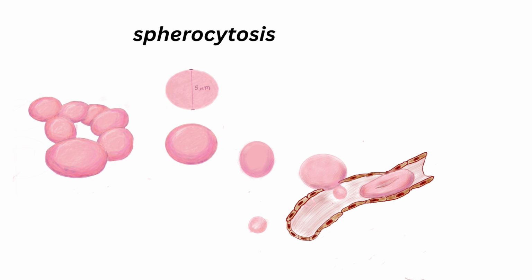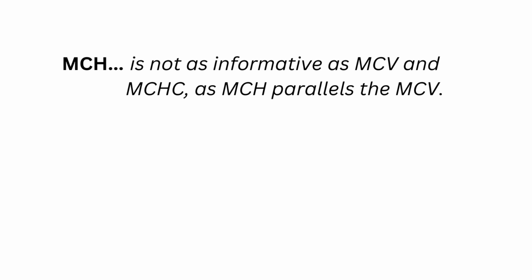You'll also see in the peripheral blood smear polychromasia, nucleated RBCs, schistocytes, acanthocytes, helmet cells, and echinocytes. MCH is not as informative as the MCV and MCHC, as MCH parallels the MCV and it is somewhat redundant.